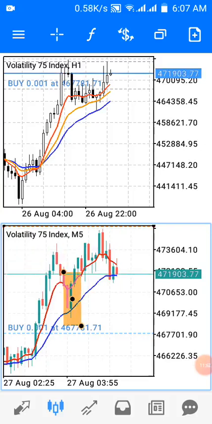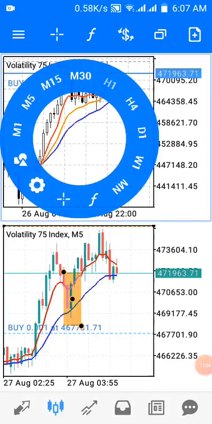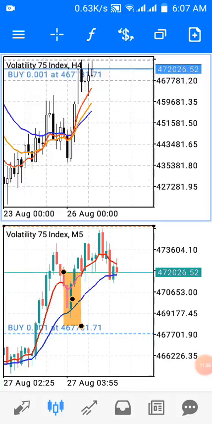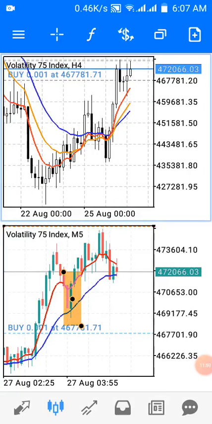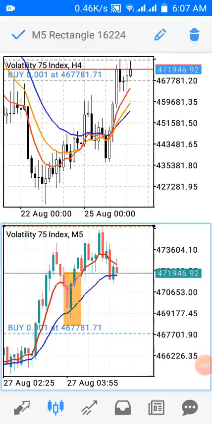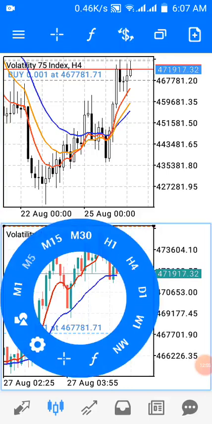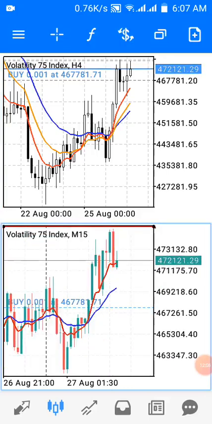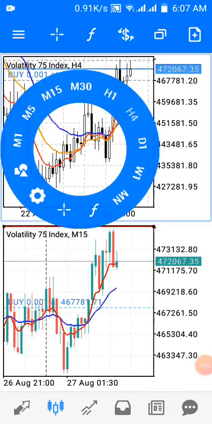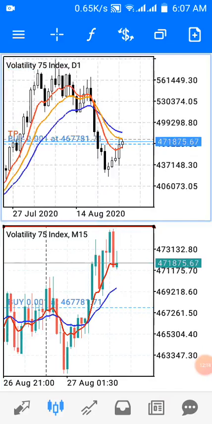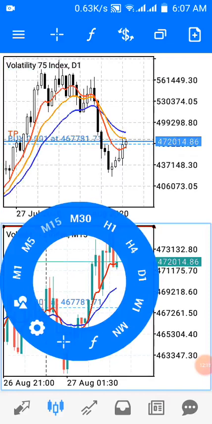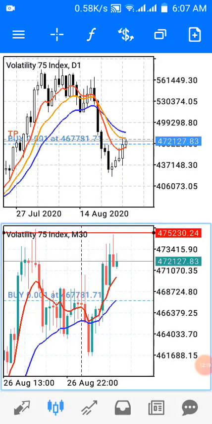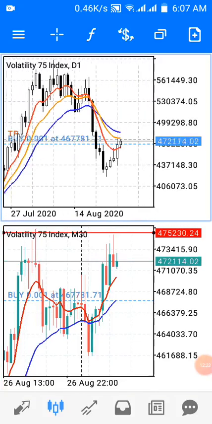For longer trades, you can change your upper window to 4 hour time frame, and then change your lower window to 15 minutes. That gives you longer trades. Or for even longer trades, you can change your upper window to daily, and then change your lower window to 30 minutes. Okay, so that's that for even longer trades.